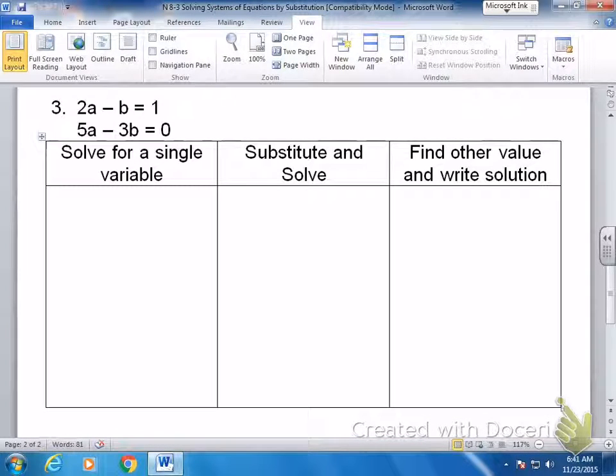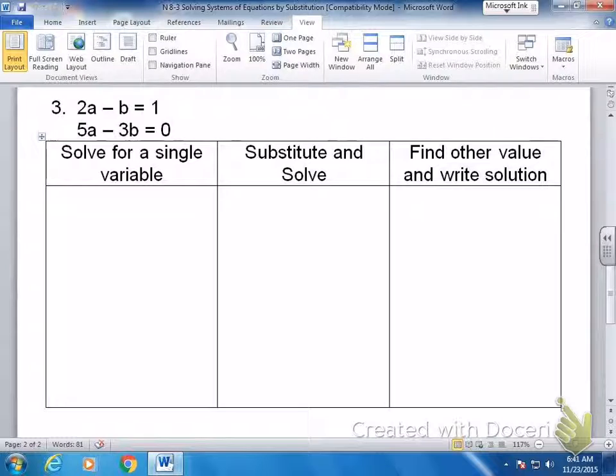So this time I've got A's and B's, but don't let that bother you, okay? It's the exact same thing. You could change them to X and Y almost if you wanted to. A and B are just the same as X and Y. So I want to look at my equations. I've got 2A minus B equals 1 and 5A minus 3B equals 0.